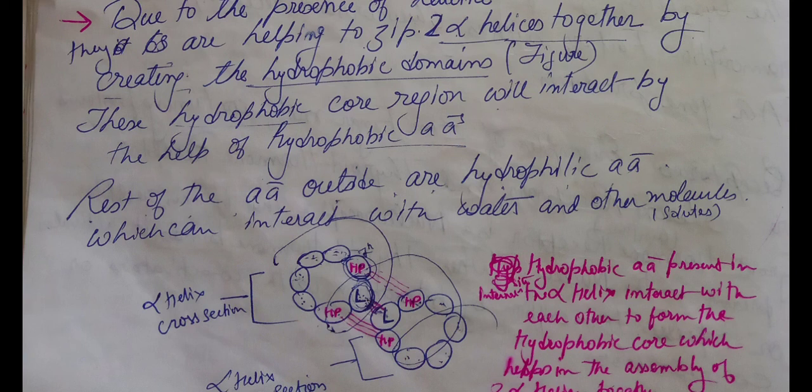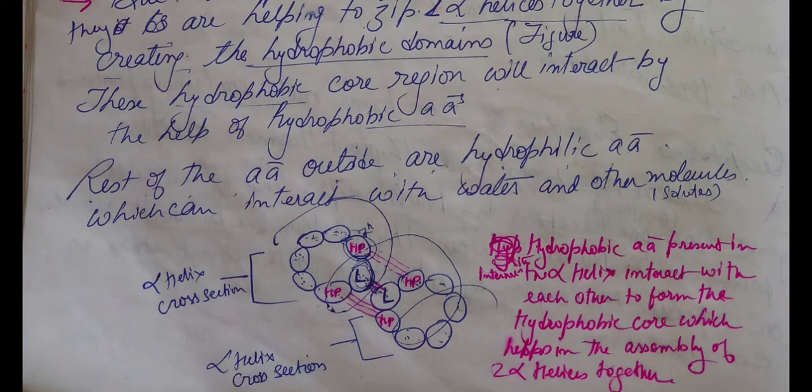This leucine is helping to zip two alpha helices together with the help of hydrophobic interactions, right? And this hydrophobic core region will interact with the help of hydrophobic amino acids. Obviously, the rest of the amino acids outside are hydrophilic amino acids, which can interact with water and other molecules.